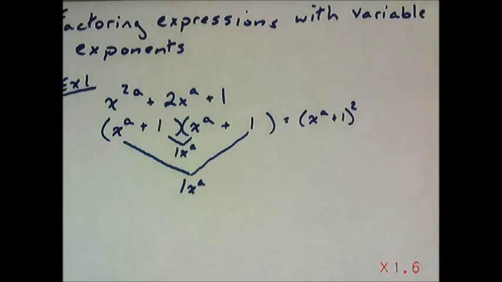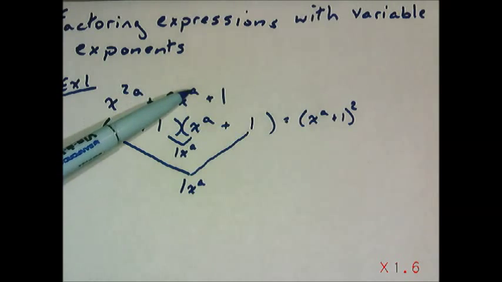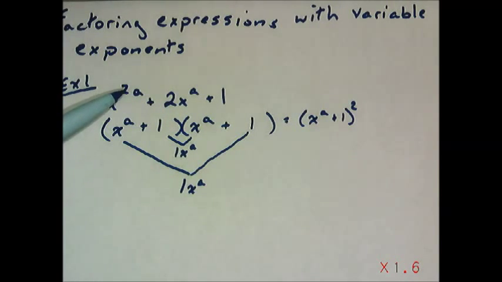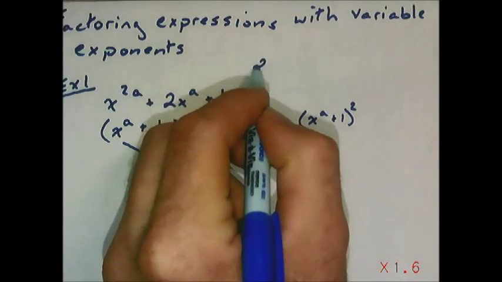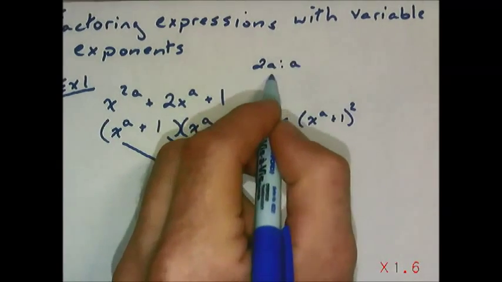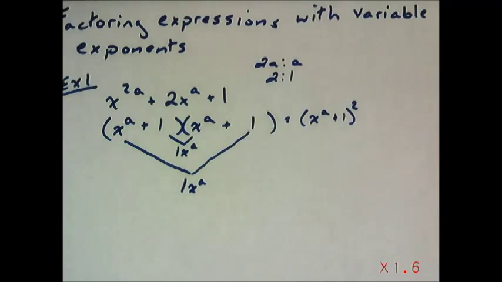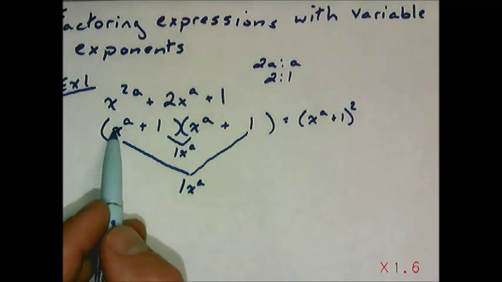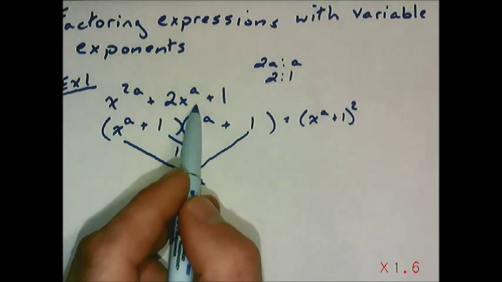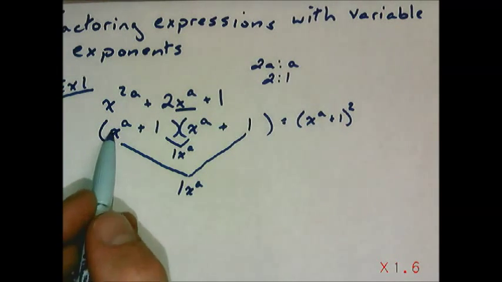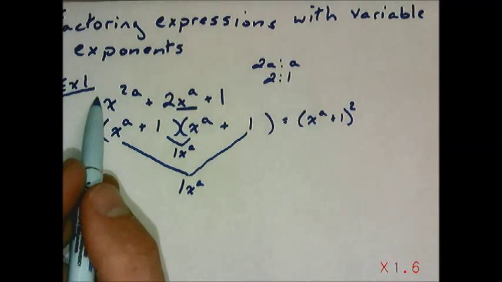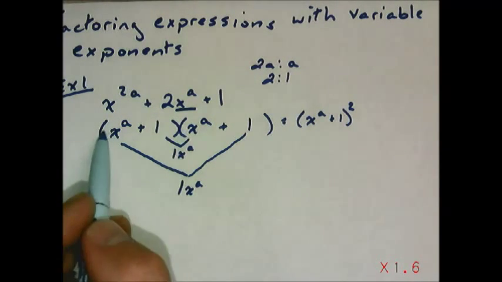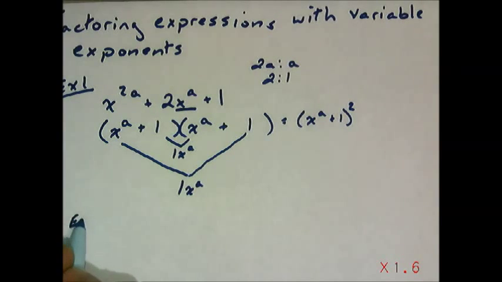Now, a couple of things that you should notice, and that I'll bring to your attention. Notice the exponents are 2a and a. In order for this to be factorable as a quadratic, we'll always have that 2 to 1 ratio. So if I take 2a to a and reduce that, I end up with a 2 to 1 ratio. Another thing you can notice is that this term, x to the a, will always be what we have here, except if we had a number in front. So if this was like 2x to the 2a, one of these would have to be a 2x to the a. And we'll look at that a little later on.